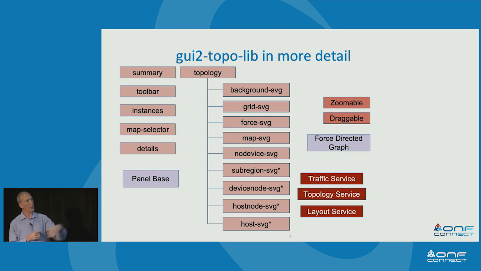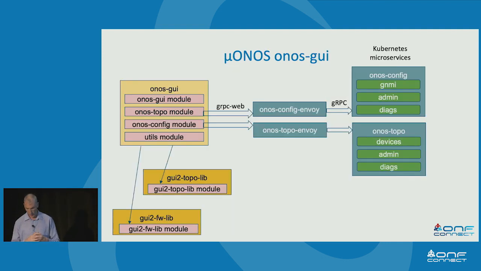And then there's a few directives over on the side. There's a zoomable directive and a draggable directive. The directive is about modifying a component, and so basically it means that you can make a host draggable, you can reposition it. You also have things like the layout service, topology service, and the traffic service to deal with updates to each one of those nodes as well. Okay, so this is how it's constructed.